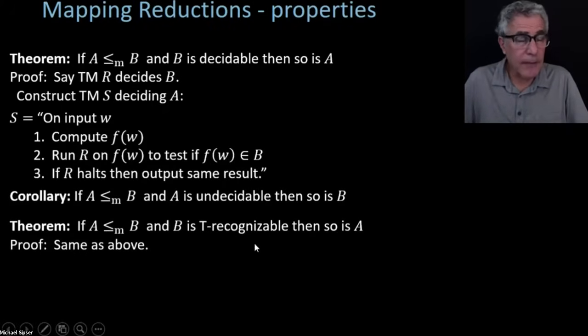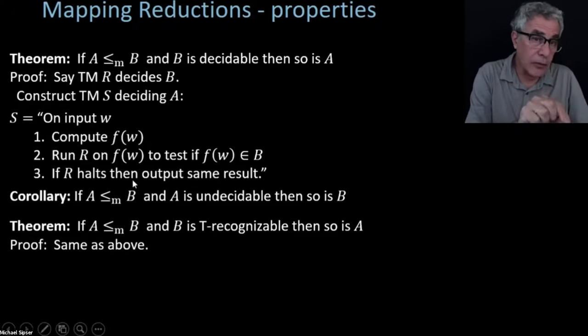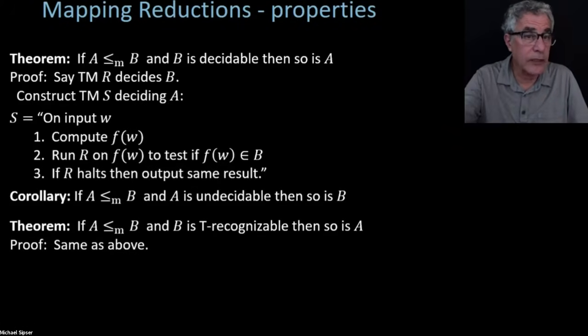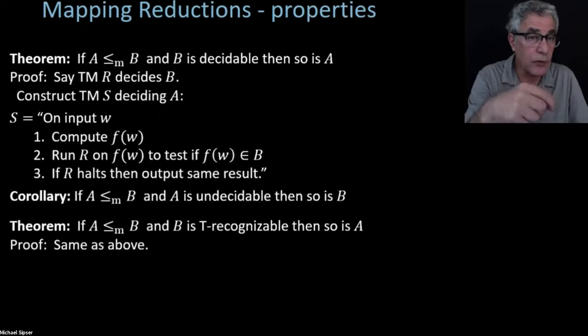And the important thing about mapping reducibility is that it also applies to recognizers. So if A is mapping reducible to B and B is Turing recognizable, then so is A. So if you're reducing A to a recognizable problem, then A is also recognizable. Same proof, because you can just map your W to F of W and feed it into the recognizer. That's going to give you a recognizer for the original language.